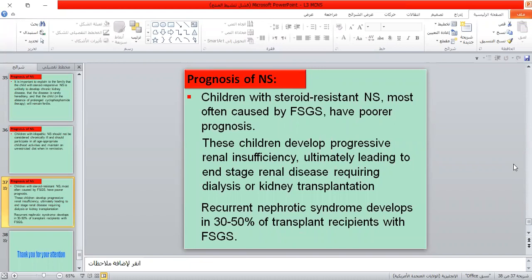النفروتيك syndrome يرجع ب 30 إلى 50% of the patient who receive renal transplant.